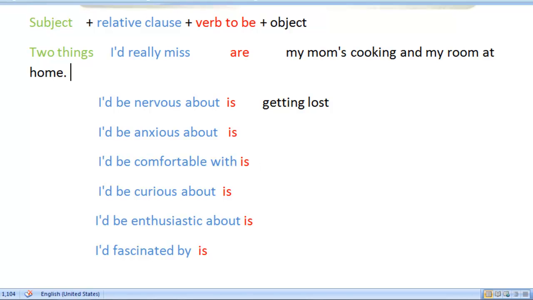So what I would like for you to do now is to practice this concept, but now answer this in your own way. So what would you be nervous about? What would you be anxious about? What would you be comfortable with? And try to give as many responses as you possibly can. Try to write these ideas down, as this will help you learn this concept.